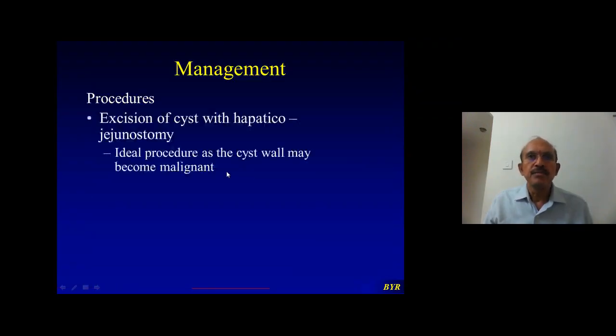Management: excision of the cyst followed by hepaticojejunostomy. Whenever the word hepaticojejunostomy is used, it means hepaticojejunostomy with a Roux-en-Y loop. It is an ideal procedure because you are removing the cyst wall also. If the cyst wall is left like that, after about 20 or 30 years, it can develop cholangiocarcinoma.